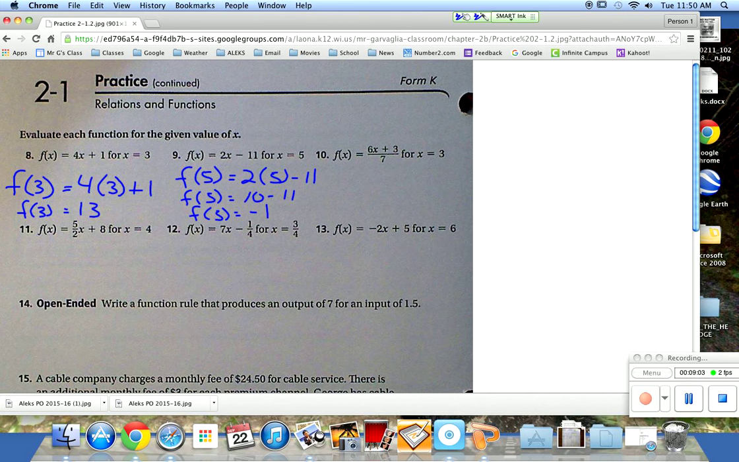Okay. Take a look at number 10. See if you can get that one. Number 10. Work on it, Fletcher, because I'm calling on you.